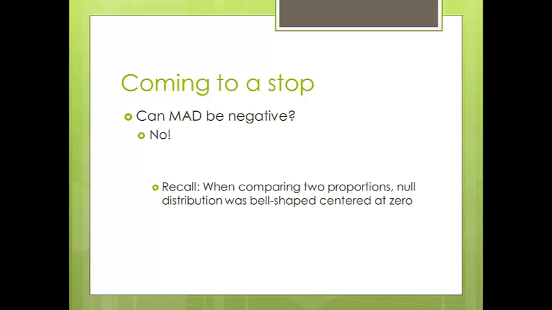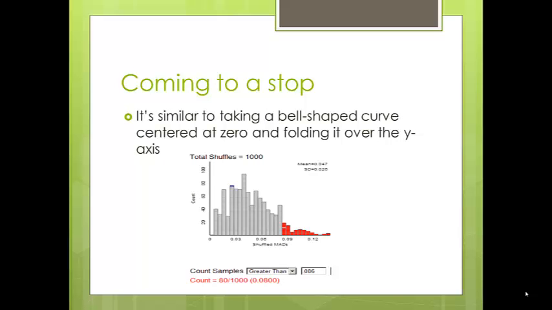So what is the shape going to look like? Well, the shape is going to be right skewed, always positive. And so it's almost like you've taken a bell-shaped curve centered at 0 and folded it over the y-axis. And you can see the distribution here where we've simulated 1,000 shuffles of the null hypothesis of no association between the type of car and whether or not it stopped.